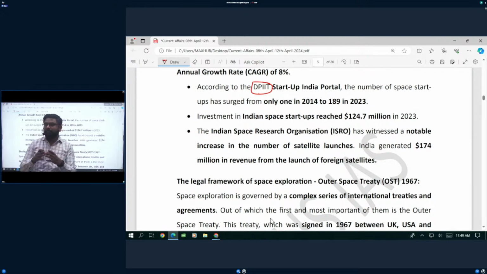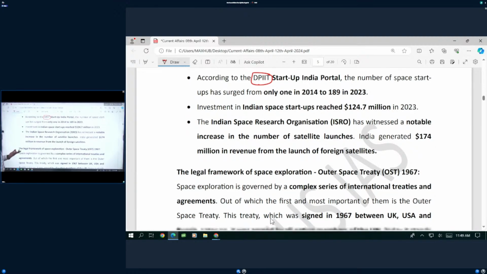So, for example, who regulates credit rating agencies? SEBI. Who regulates startups in India? DPIIT. Remember, startups are governed by DPIIT. It is under the Ministry of Commerce and Industry. So according to that, there is a surge from 1 to 189 startups in India.